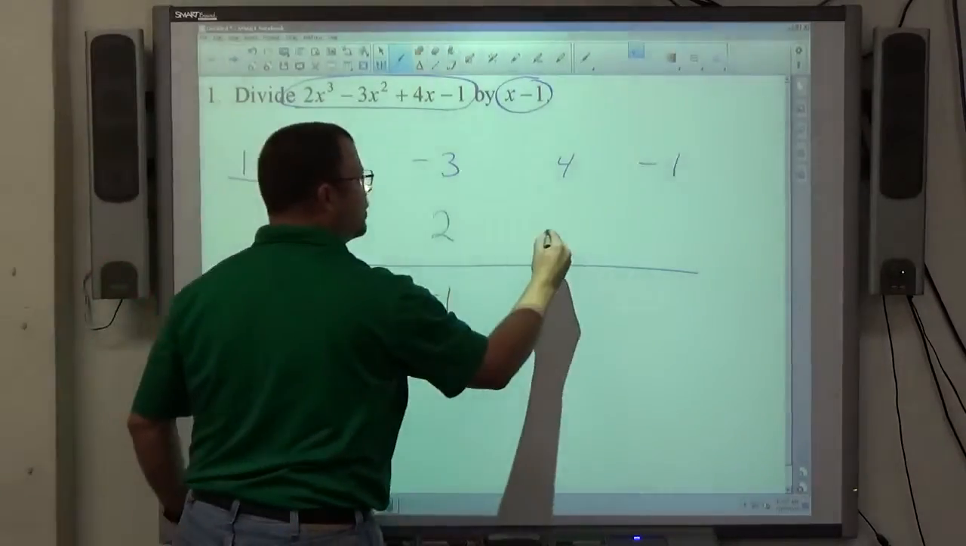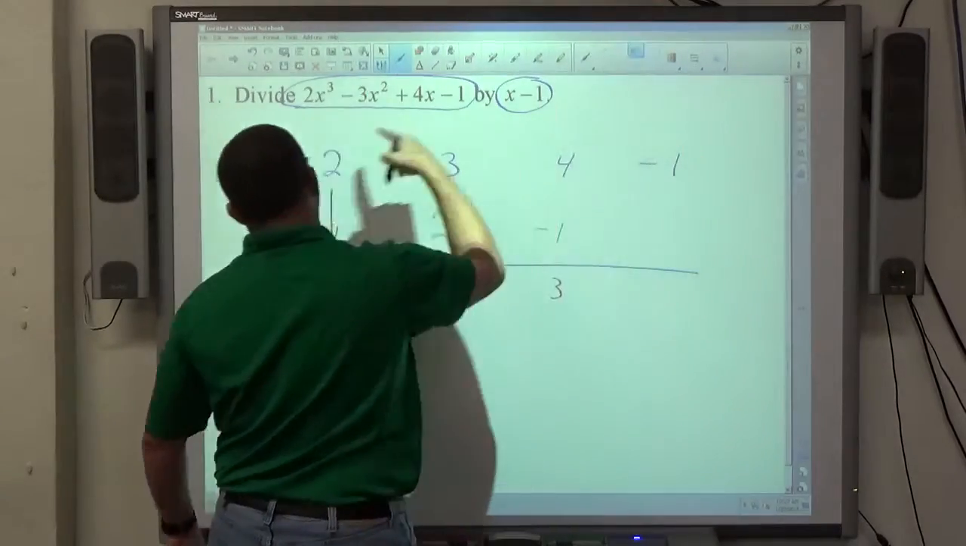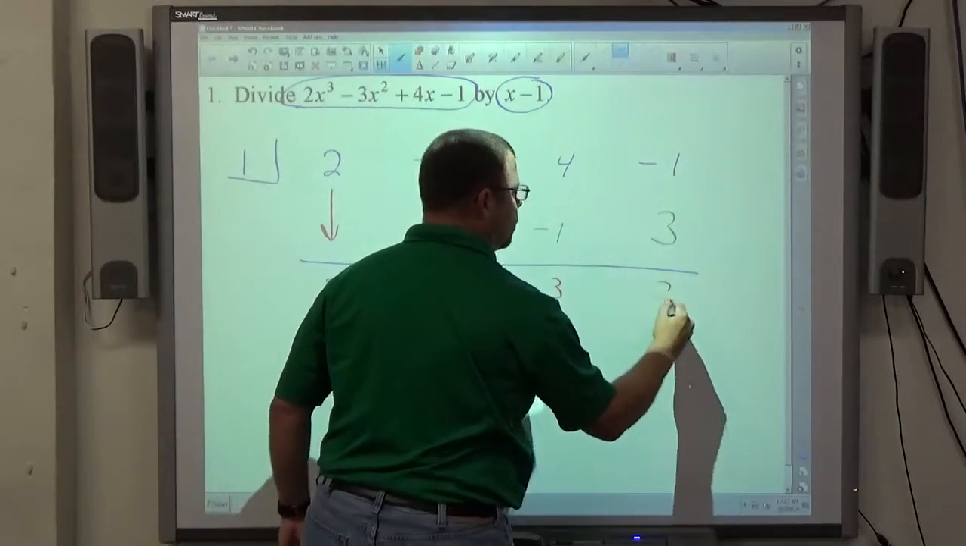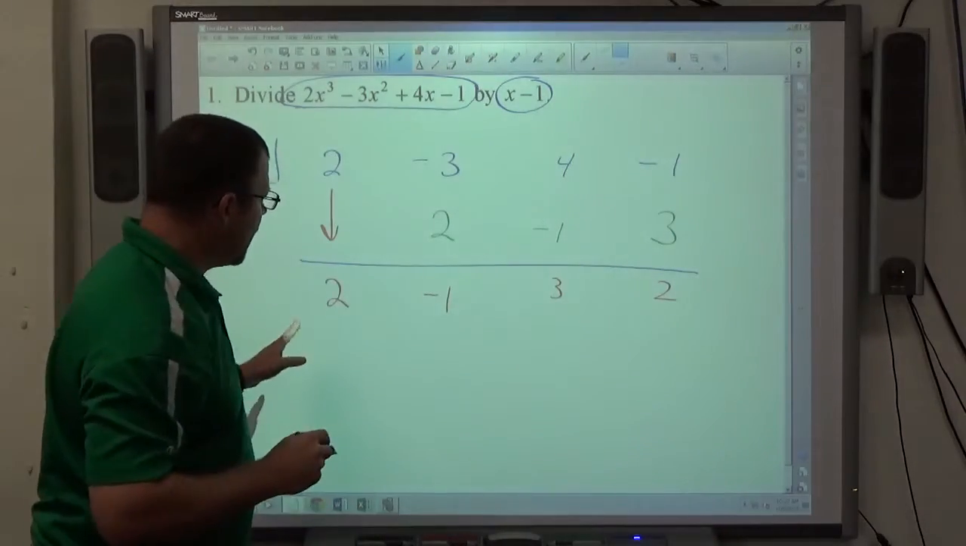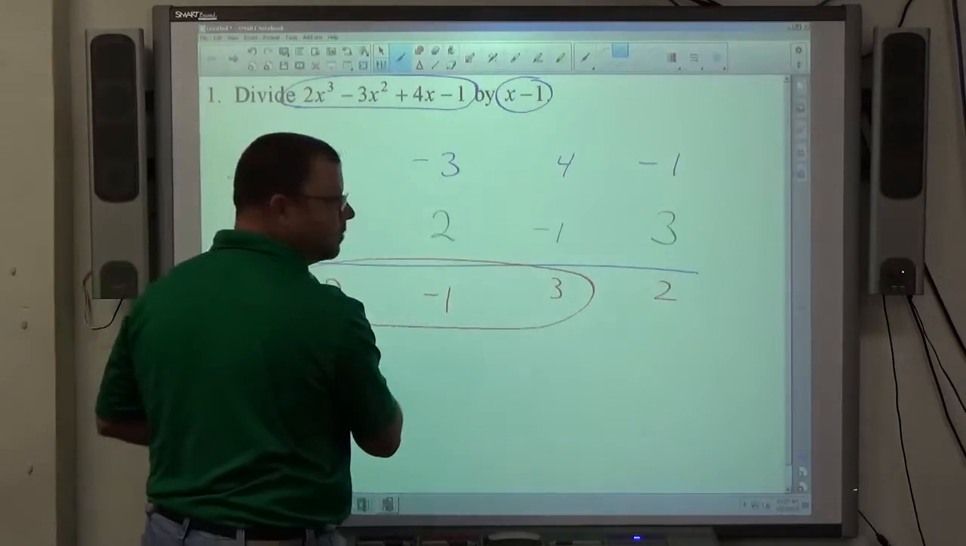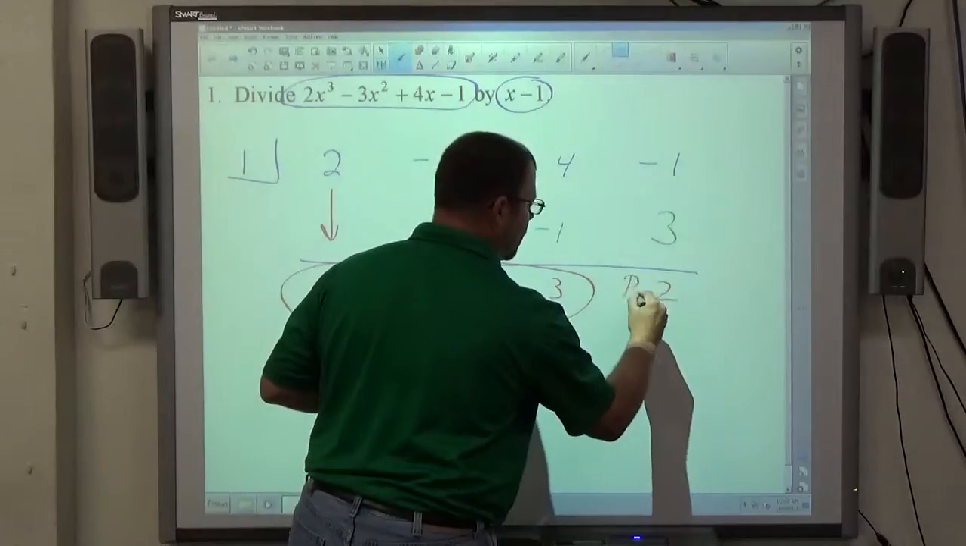1 times negative 1 is negative 1. 4 plus negative 1 is 3. 1 times 3 is 3. Negative 1 plus 3 is 2. And the answer, without powers of x on it, is there with a remainder of 2.